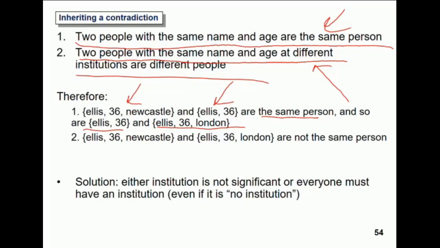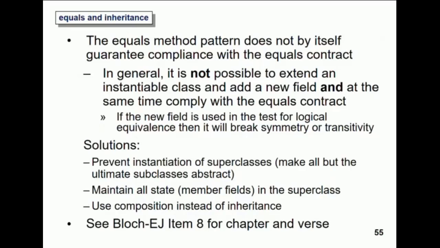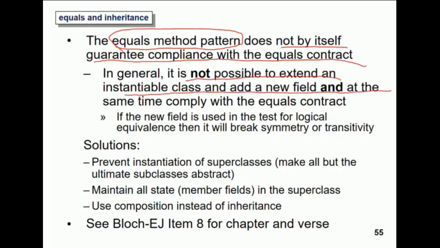So you need to decide where you want to do it. The solution is either institution is not significant or everybody must have an institution. Basically you need to decide where you want to do your equality test. The equals method pattern that we looked at just a second ago does not by itself guarantee compliance with the equals contract. In general, it's not possible to extend an instantiable class and add a new field and at the same time comply with the equals contract.